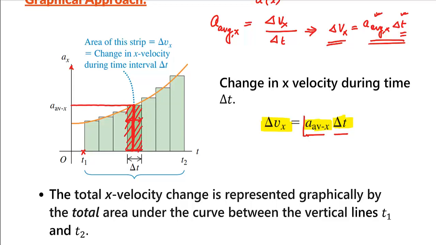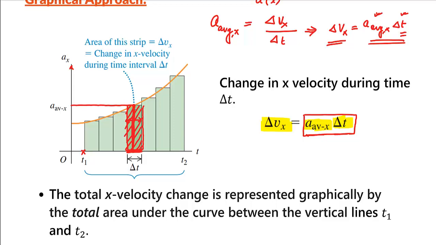So this term, average acceleration in the x direction multiplied by delta t, is nothing but the area of this small rectangle. So I know the change in velocity over the interval delta t, which we can calculate simply by calculating the area of the small rectangle.